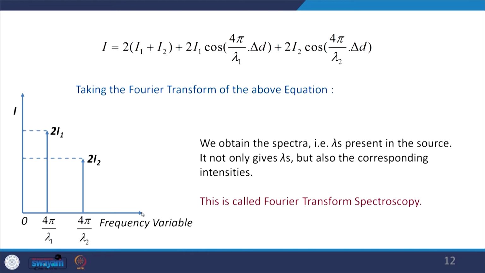So, I come again back to the same thing: if you have two beating frequencies, what you can do is simply take a Fourier transform of the above equation. For every intensity you will have 4 pi by lambda 1, you will have intensities like this. From this you can know what are the lambdas present in the source, and it will not just give you lambdas, but also the corresponding intensities. It is very distinct. This is called Fourier transform spectroscopy. It is a very useful technique.